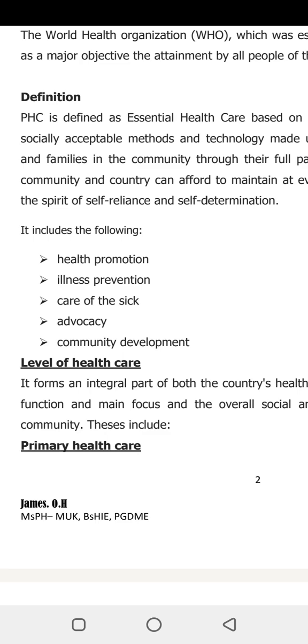Here primary health care aims at providing health services to all people. There should be equal health services. There should be equal access to health services. By doing that, you are promoting health in the communities. And how can this be done? This can be done by extension of health services near to the people.